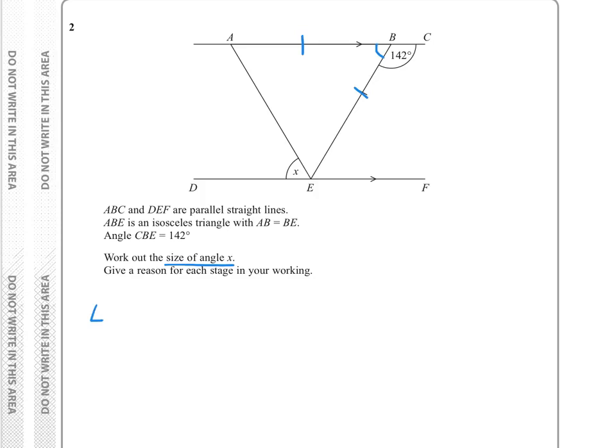So I know that angle ABE, or you could write this, angle ABE, like so. So we're talking this angle here. Well, we can know that 142 plus that angle must make 180. So a little bit of working, we do 180, take away 142, and we'd get 38 degrees for the reason I've already stated. So we can label that one here.